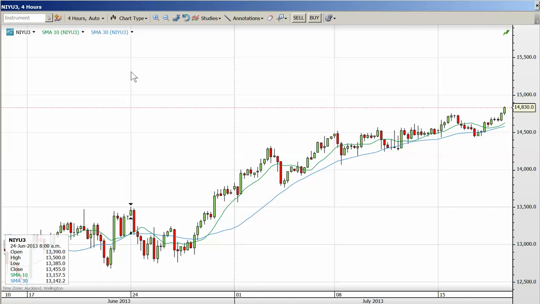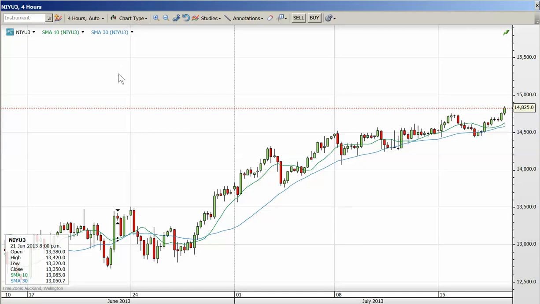Now here I am looking at the Nikkei futures contract, which is NIYU3, so that's the September Nikkei futures contract, and as you can see this is a 4-hourly chart. And if you haven't watched the Aussie USD video I put up today, watch that as well, because it talks about exactly the same technique that I'm using in this video.